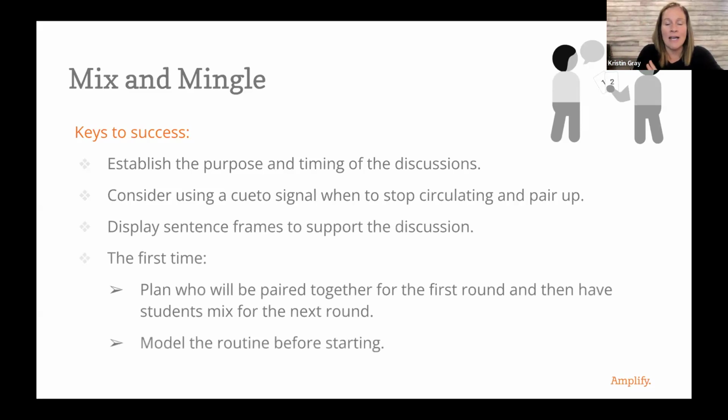And then the first time, as with anything, we want to make sure that we're supporting students in getting into the structure of the activity. After those first few times, they've got it. You can say, oh, we're going to do a mix and mingle, and they know what the routine is. That's the power of routines. But for the first time, you might want to plan who's paired up together, at least to start, so it's not them all finding their first partner and then finding their next partners and such.